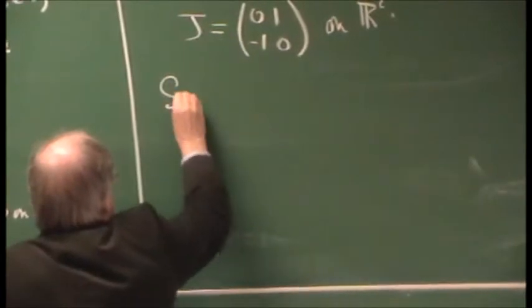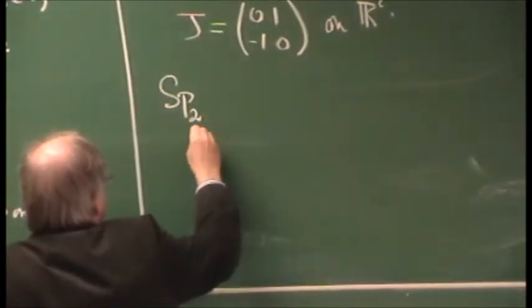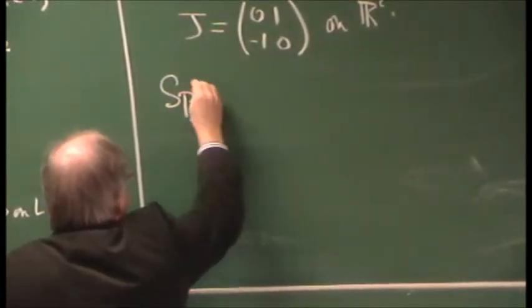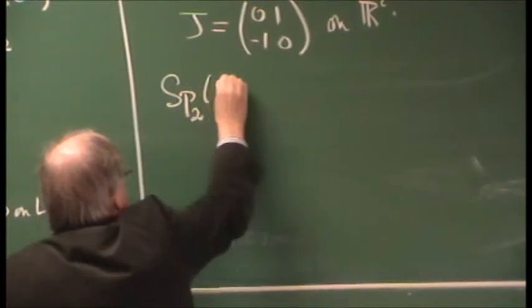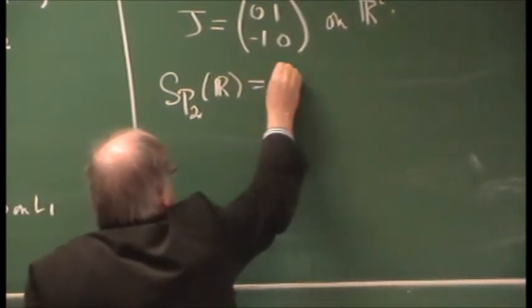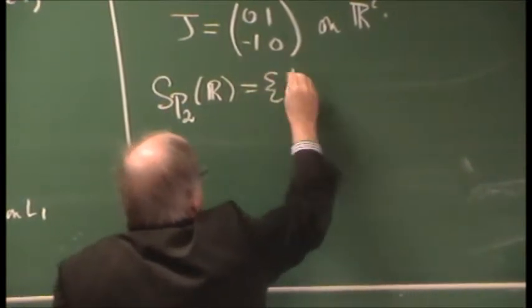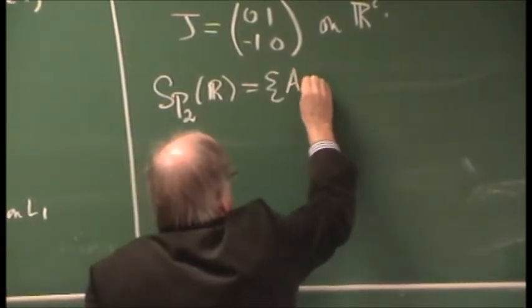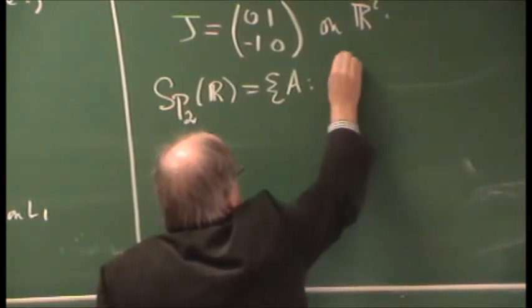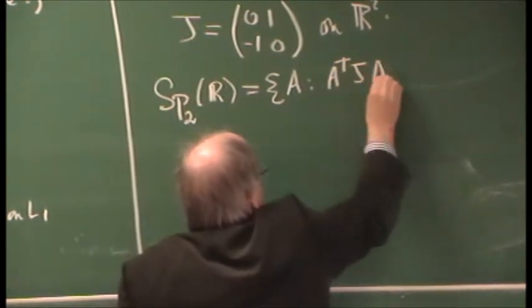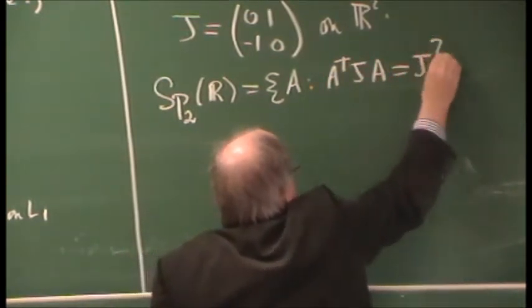Now, the symplectic group in this case, so SP2, so in general SP2n, which I will discuss in a minute, but just SP2, these are the matrices, these are the operators, A, that are isometries of this structure. So A transpose J A equals J.